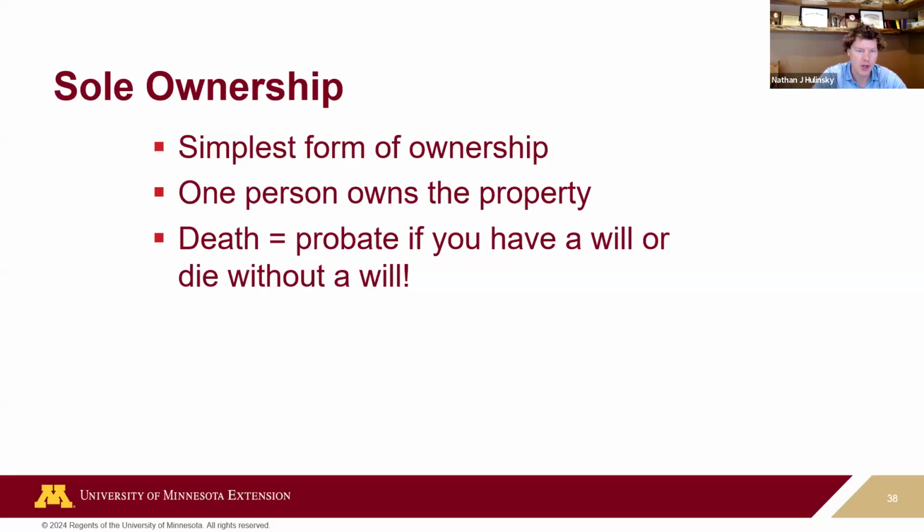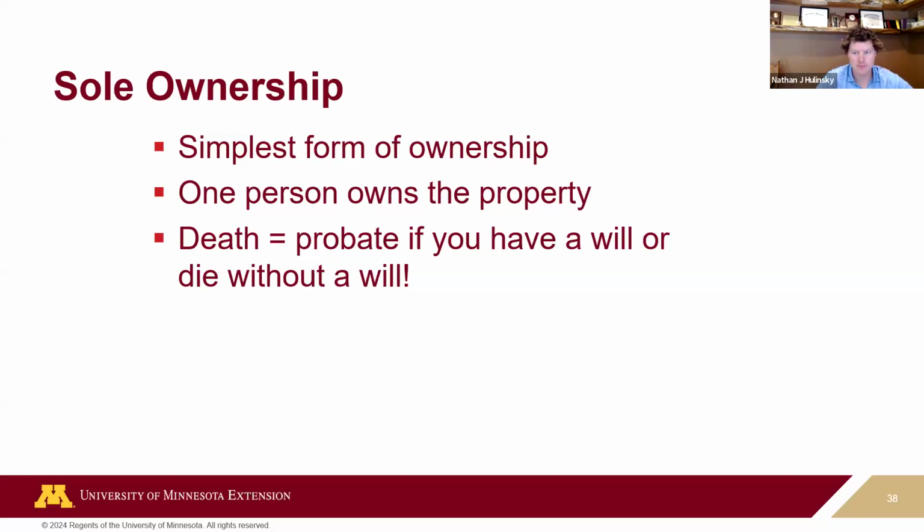Sole ownership. Again, this is one of the simplest forms of ownership. One person owns property. At death, probate will be triggered, whether you have a will or you die without a will. So let's just say that for an automobile, right? You have a farm truck. You have one person on the title, right? Nathan owns the truck. If I die, it's going to go through probate.